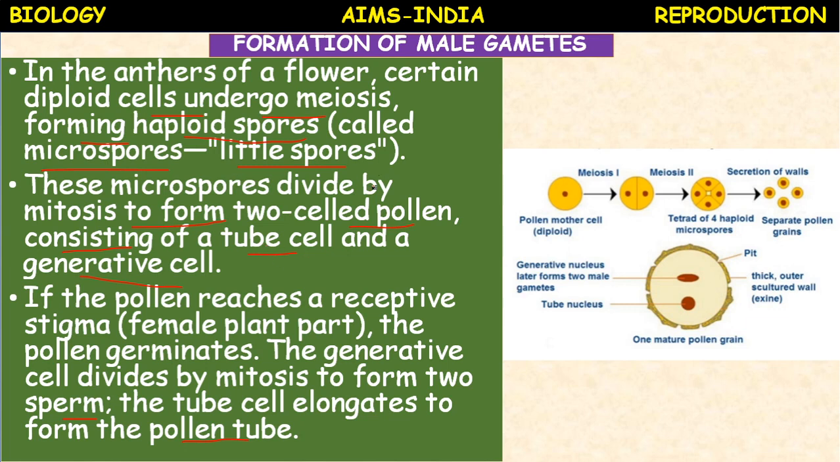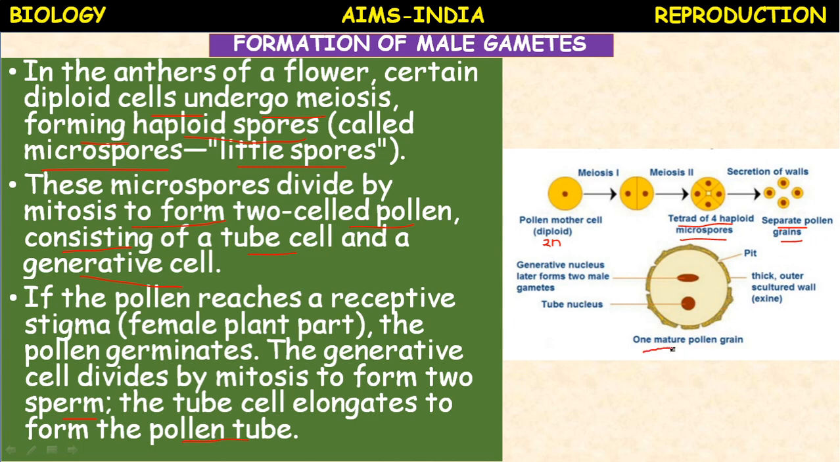See here the pollen mother cell, PMC, which is diploid. Diploid means two sets of chromosomes are present, 2n. It divides by meiosis 1 and meiosis 2. Meiosis division is divided into two parts, meiosis 1 and meiosis 2. By the end of meiosis 2, a tetrad of 4 haploid microspores is produced. Then they separate from each other as separate pollen grains. They are the pollen grains.